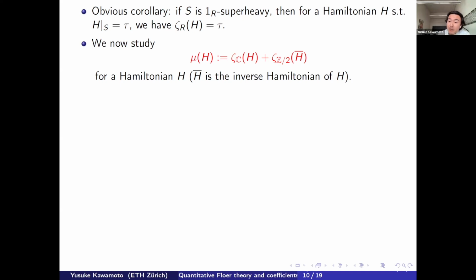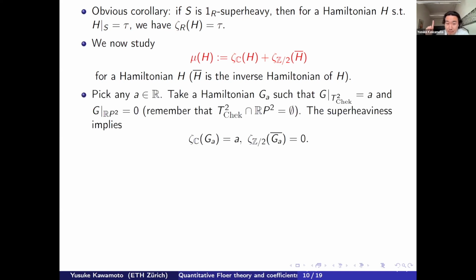And once again, H is the inverse Hamiltonian. So the reason why we define such a weird looking function is the following. You pick any real number r, and then consider a Hamiltonian that takes value A on the Chekhanov torus and value 0 on RP2. And let me remind you that this is possible because the Chekhanov torus and RP2 are disjoint. So we can just take such a function.